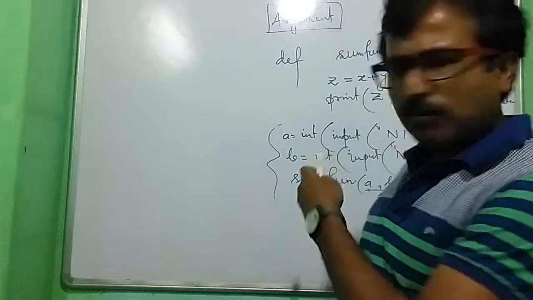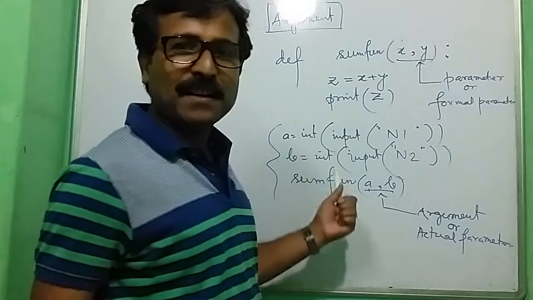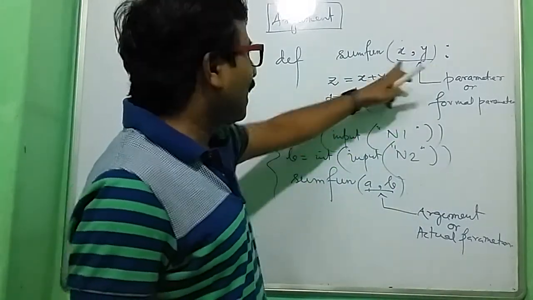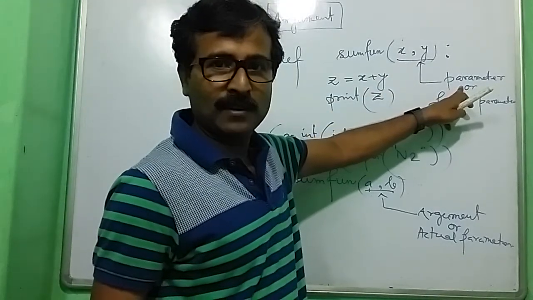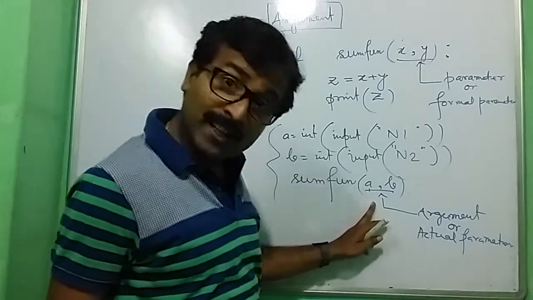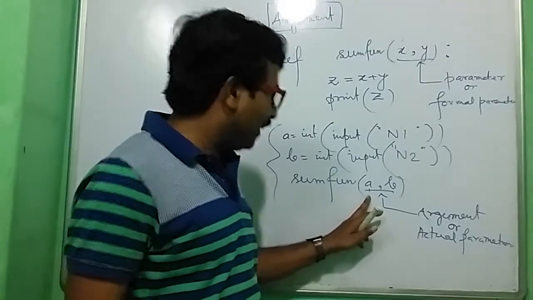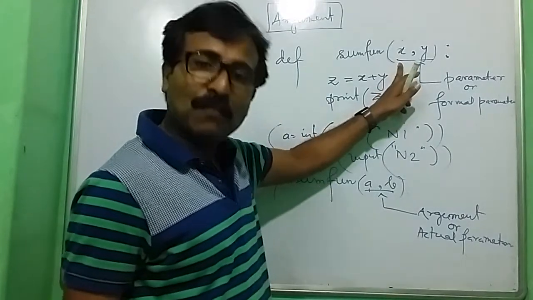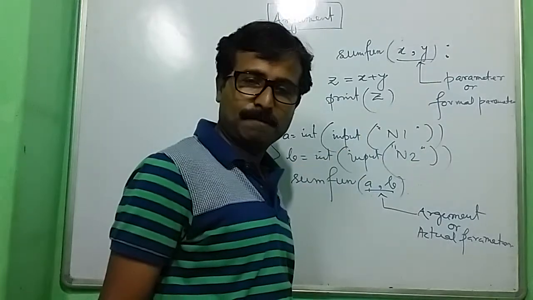Can you find out the difference? Yes. See, the difference is very simple. The parameter that you write while defining the function is the formal parameter, and the parameter you write at the time of calling the function, right? At the time of calling the function, this parameter is called the actual parameter, and at the time of defining the function, the parameter you use is the formal parameter.